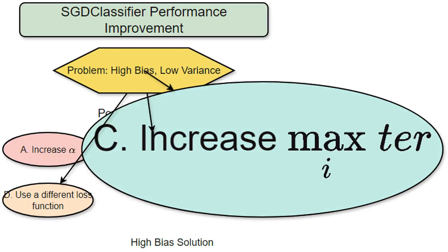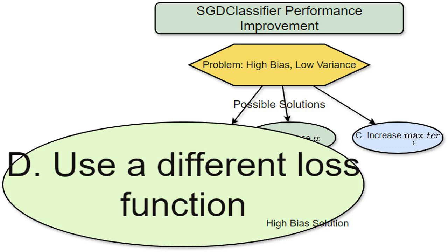Increasing MAXITER, maximum iterations, gives the algorithm more chances to learn from the data. This can potentially reduce bias by allowing the model to converge better to the optimal solution. Think of it like giving the model more time to study. Different loss functions, e.g., hinge versus log, optimize the model differently. Changing it might help the model fit the data better, and this could also reduce bias. This step is more exploratory. The success depends on our specific data.